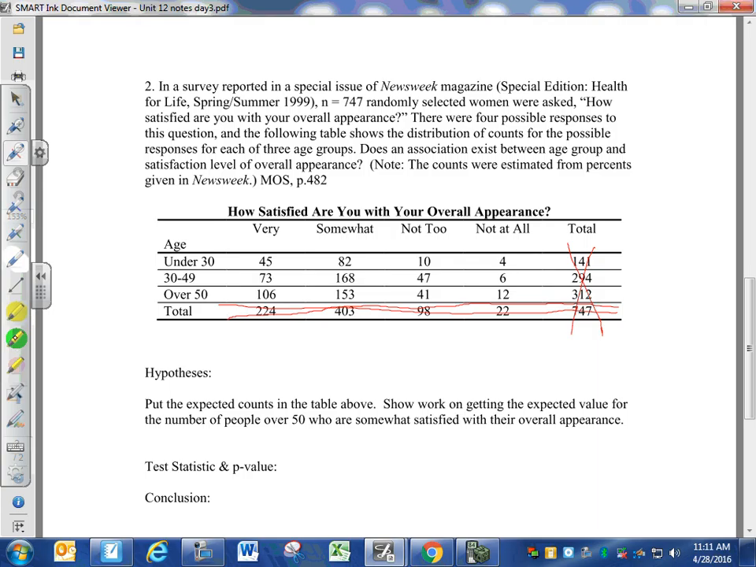However, look at this. They want us to show the work on getting the expected value for the number of people over 50 who are somewhat satisfied with their overall appearance. So you're asked to show the work for one expected value. The remainder you can let the calculator do for you. That is the over 50 row, somewhat satisfied column, divided by the total. So you're going to be looking at the 312 times the 403 divided by the 747, okay? But that's just a one-off calculation. Your biggest calculations are just entering this into your matrix, running your chi-square test, and looking at your p-value. That's it.